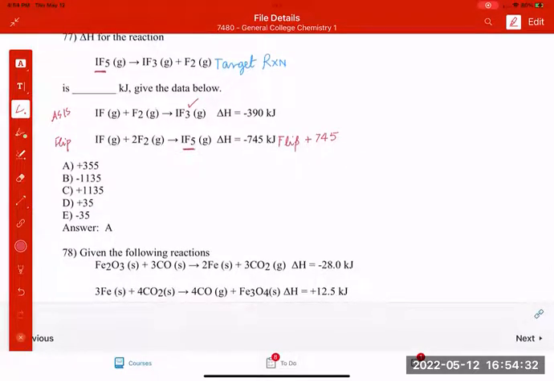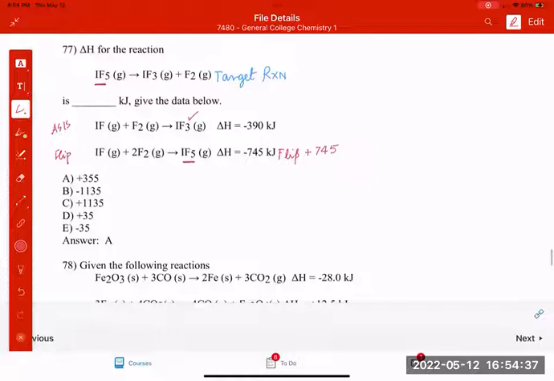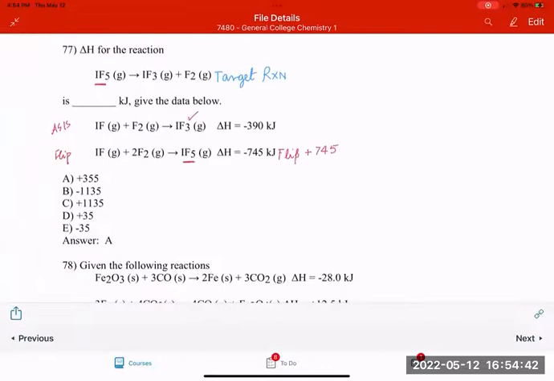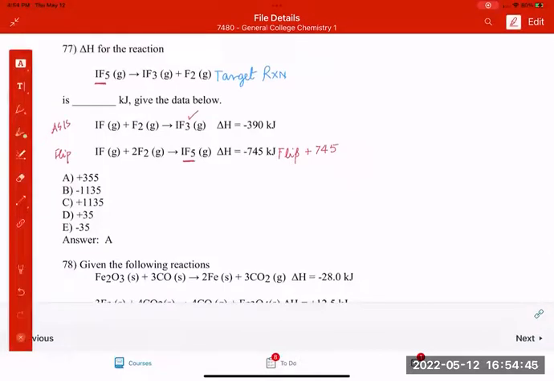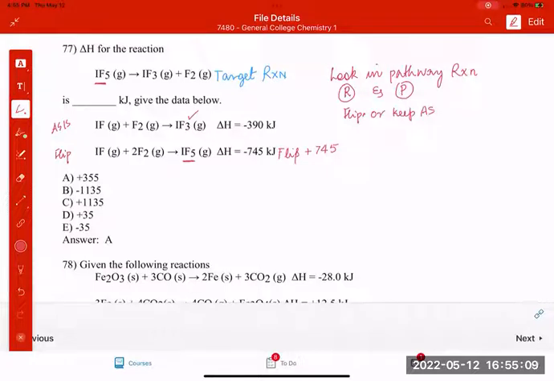So first step, look at the target reaction. Second step, look at the pathway reactions, and in the pathway reactions, identify or match the position of the reactants and the product, and based on that you flip or keep as is. So like I have done. Okay, so now let's do this here.